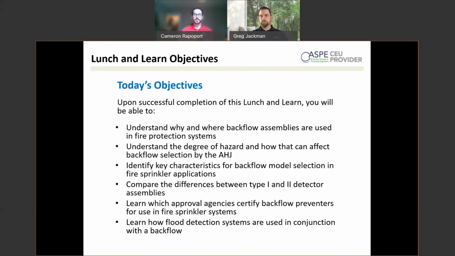So what we're going to try to do today is understand why and where backflow assemblies are used in fire protection systems. We're going to talk about degree of hazard, so high hazard versus low hazard, or health hazard versus non-health hazard, and how that can affect backflow selection, and what the authority having jurisdiction is thinking about when they require one versus the other. Identify some key characteristics for backflow model selection in fire sprinkler applications. We're going to talk a little bit about type 1 and 2 detector assemblies. We're going to learn which approval agencies certify backflow preventers for use in fire sprinkler systems and what each one means. And learn how flood detection systems are used in conjunction with a backflow.